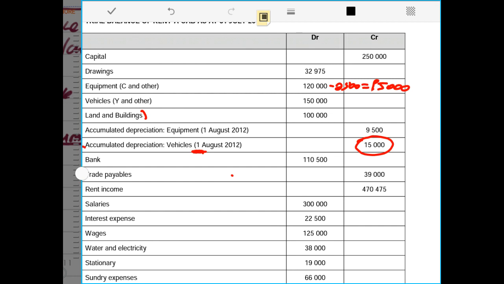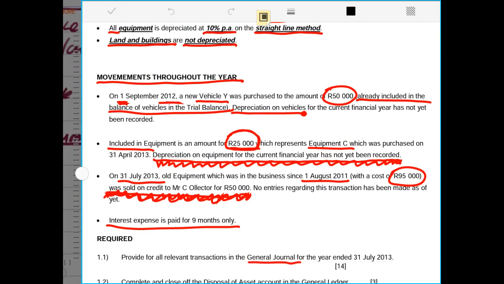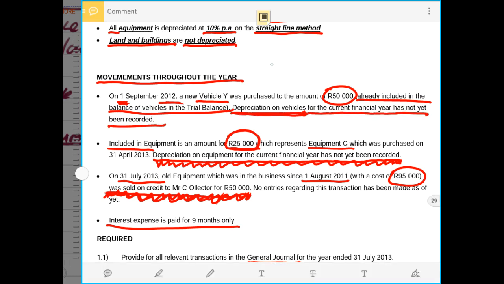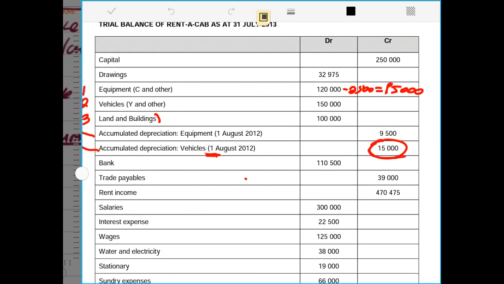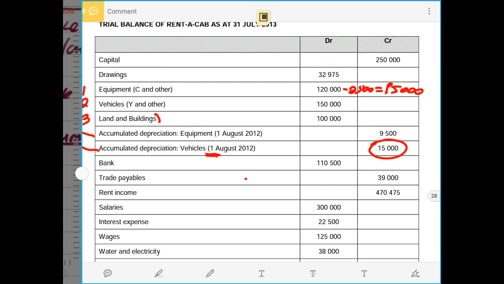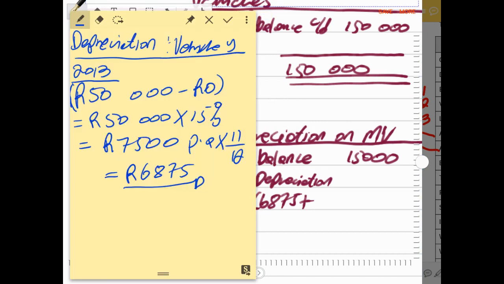and we are told that the depreciation for the current accounting period has not yet been recorded. Where do I get that? It's from this adjustment. They said depreciation for the current year on vehicles has not yet been accounted for. So now it means the depreciation for the new vehicle is not yet included in that accumulated depreciation, obviously on the 1st of August. So now hence I can boldly say this 15,000 is the accumulated depreciation only for the old remaining vehicles.